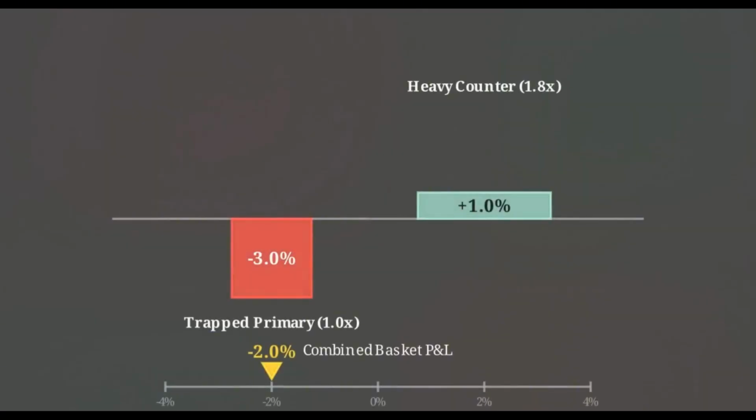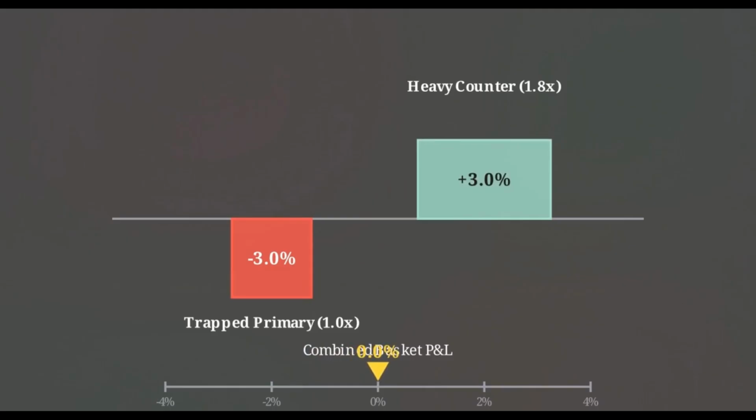Returning to the overarching profit mechanism for Phase 2 and 3 trapped positions, the primary tracking metric compares the positive unrealized P&L of the heavy counter position against the negative floating loss of the trapped primary position. The combined net zero point occurs at the exact moment the positive P&L completely absorbs the negative loss. This gauge measures combined basket P&L.